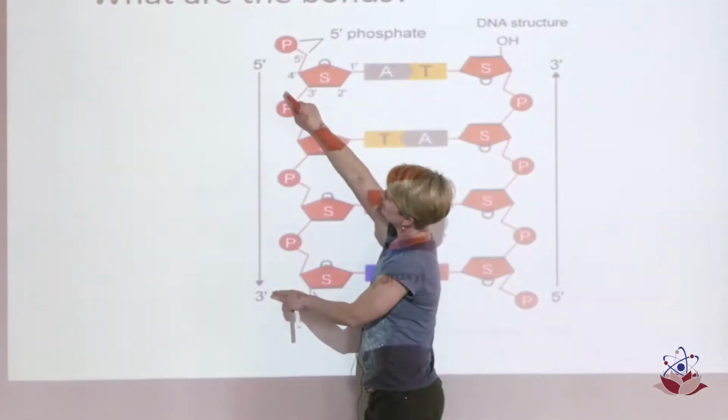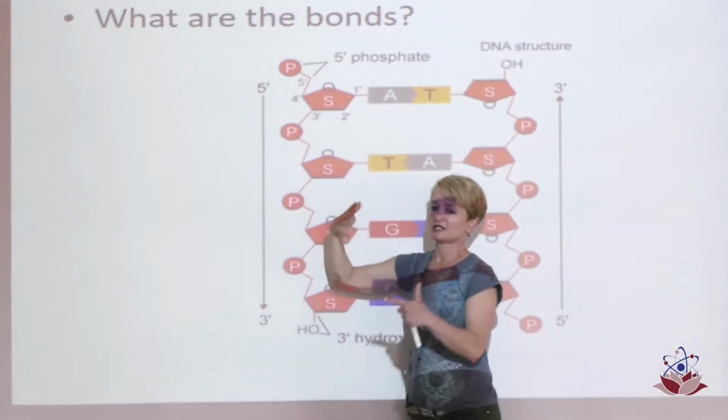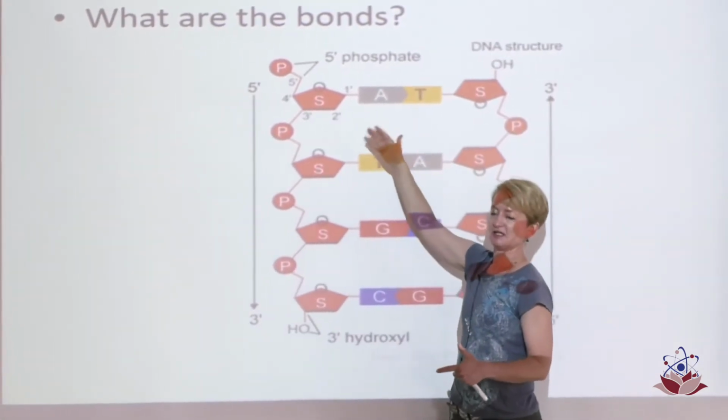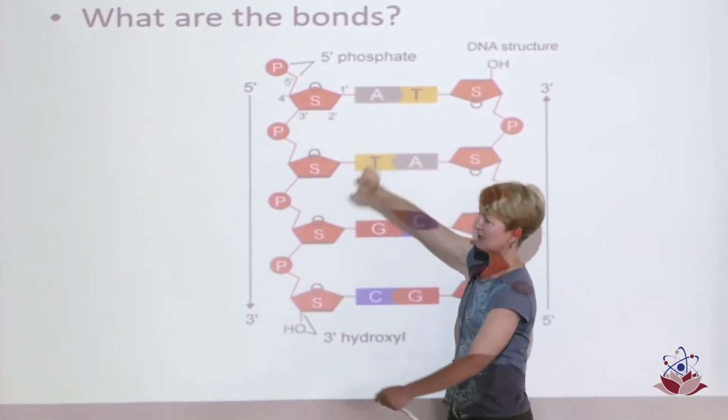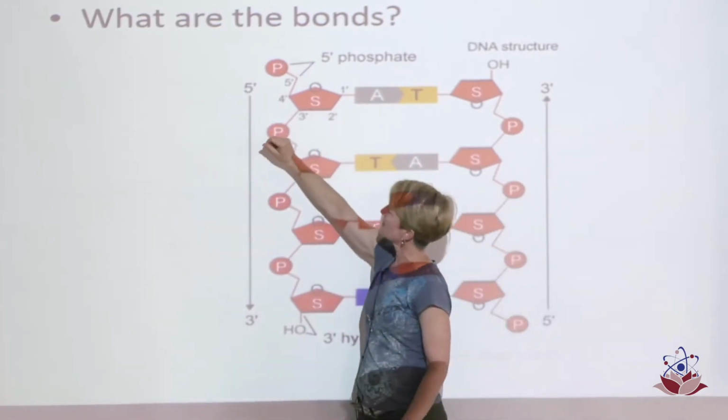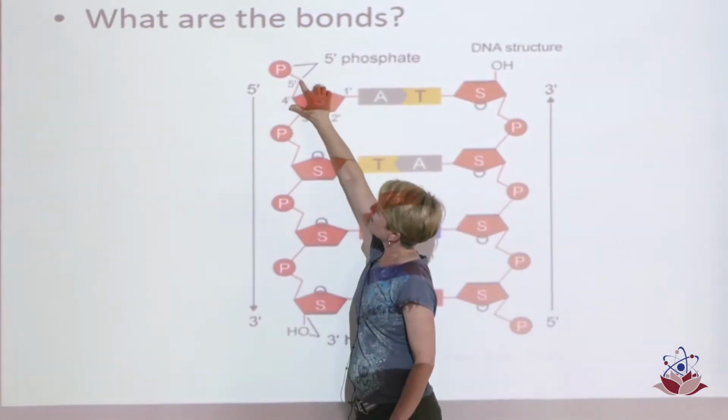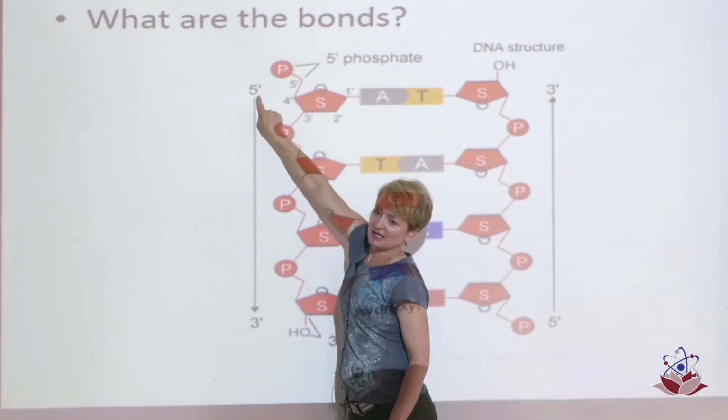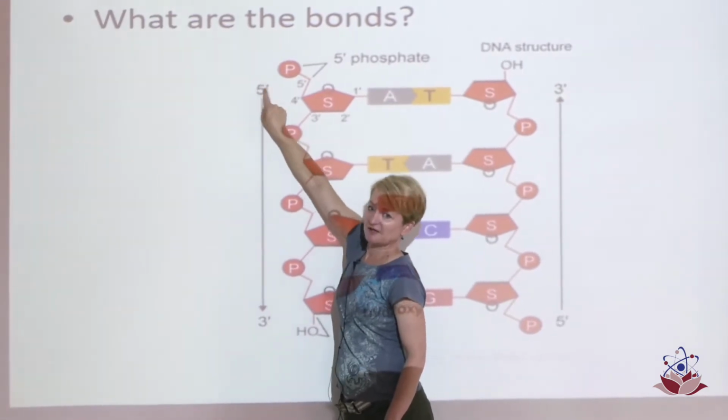And we describe the polarity based on which carbon is closest to the end of the chain on that strand. So the 5' carbon is closest to the end on this strand, so we call this the 5' end.